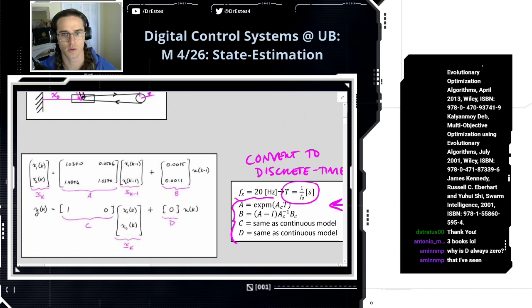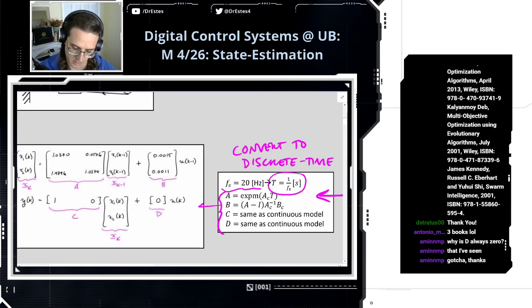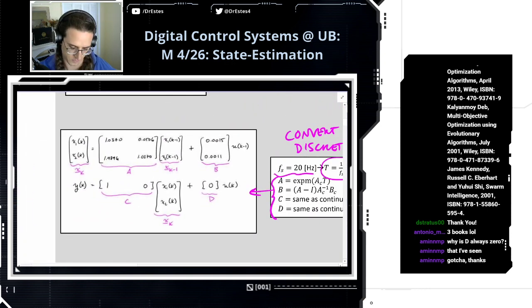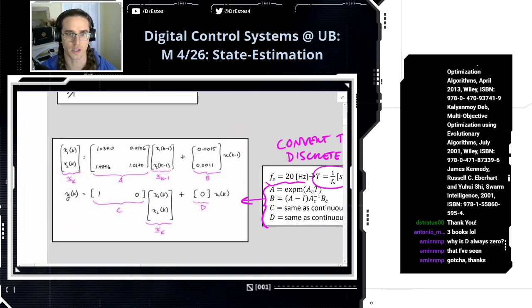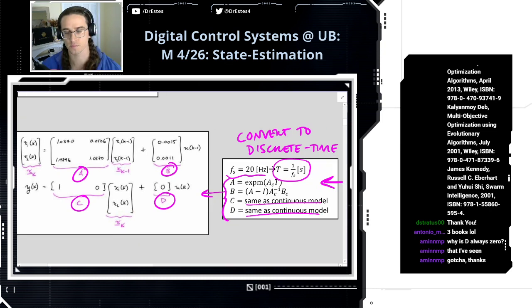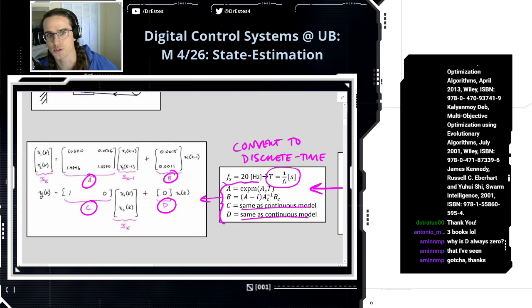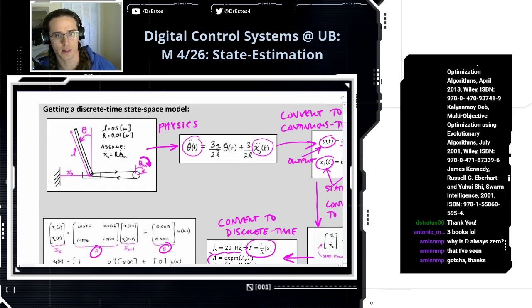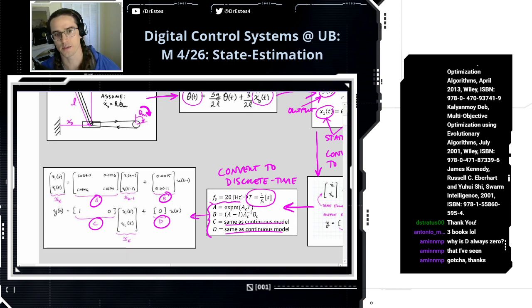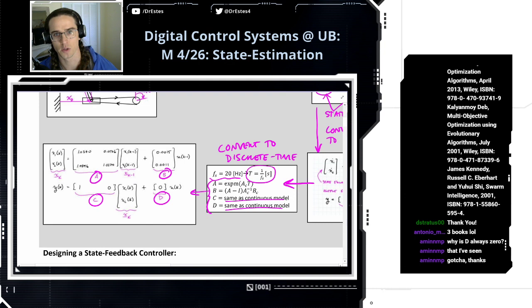All right, so if you use these equations to convert our continuous state space model to discrete time, I'm just writing out what each of those matrices are. So everything is the same size. A is still a 2x2, B is still a 2x1. C and D remain the same as the continuous model. So this summarizes the journey from a free body diagram all the way to a discrete time state space model that we use for state feedback control.